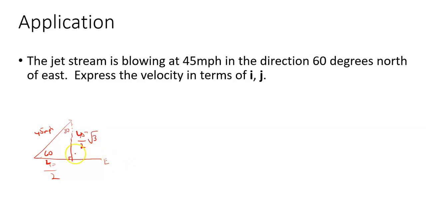So if I want to write it in terms of i's and j's, what is it doing? It's going 22.5 horizontally, so that's in the i direction. And then it's going 22.5 square root of 3 in the j direction. Right? I could set that up with sines and cosines if I wanted to. Sine is opposite over hypotenuse, cosine is adjacent over hypotenuse, and then from there, work on it after that. But if I remember 30, 60, 90s and 45, 45, 90s, for this particular problem, I don't have to worry about it.